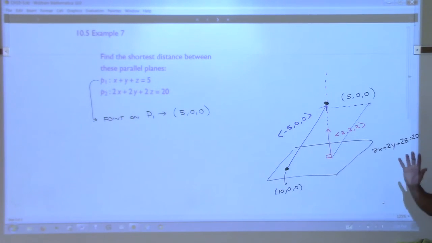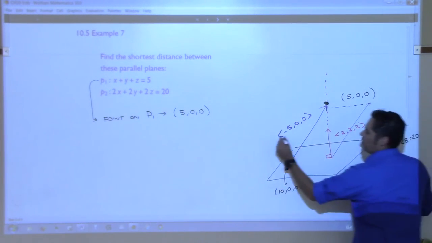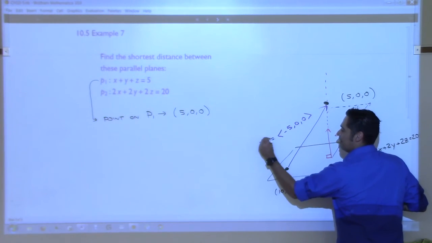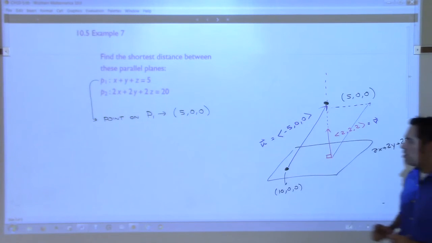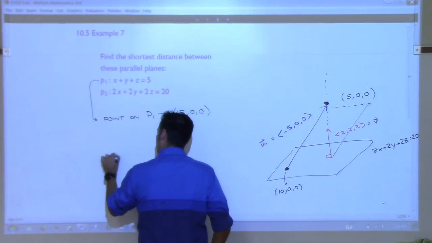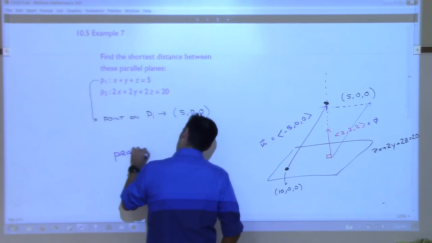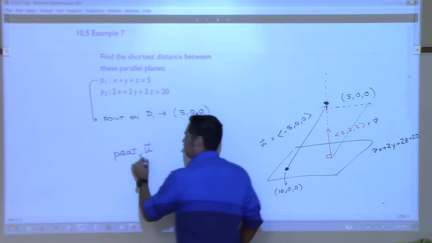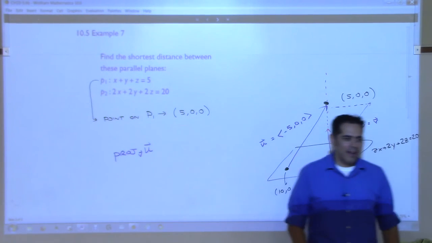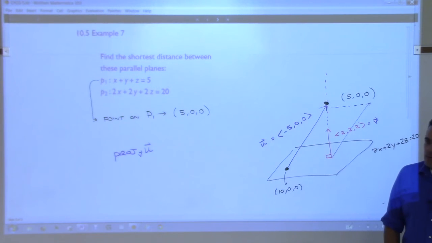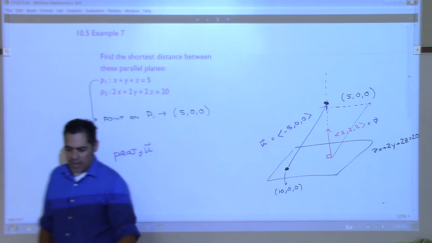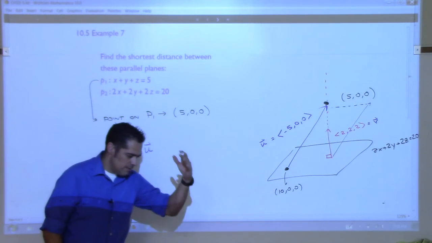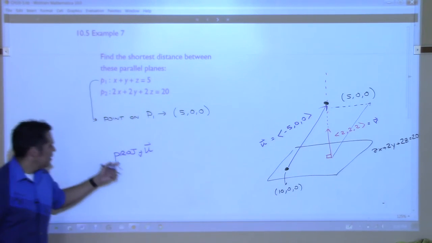Since we don't want to go with colors here, why don't we just call this one U, okay? And why don't we call this one over here V? So we want to project U onto V, don't we? But do we really want that? When you do a projection of a vector onto another vector, your answer is a? Nope. It's another vector.